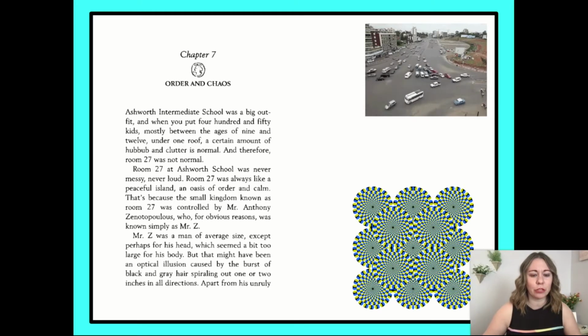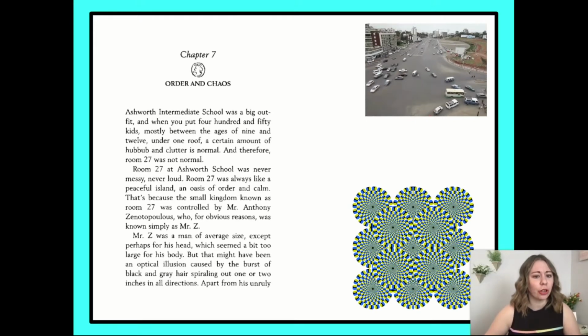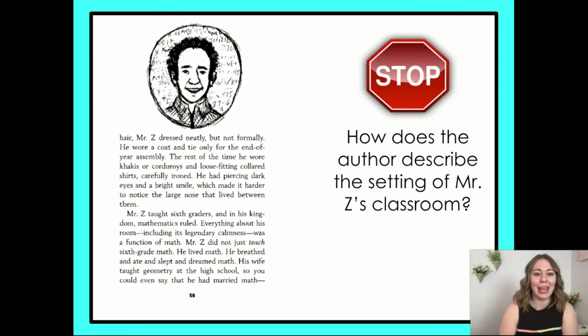That's because the small kingdom known as Room 27 was controlled by Mr. Anthony Xenopoulos, who, for obvious reasons, was known simply as Mr. Z. Mr. Z was a man of average size, except perhaps for his head, which seemed a bit too large for his body. But that might have been an optical illusion caused by the burst of black and gray hair spiraling out of 1 or 2 inches in all directions. Apart from his unruly hair, Mr. Z dressed neatly, but not formally. He wore a coat and tie only for the end of year assembly. The rest of the time he wore khakis or corduroys and loose-fitting collared shirts, carefully ironed. He had piercing dark eyes and a bright smile, which made it harder to notice the large nose that lived between them. Mr. Z taught 6th graders, and in his kingdom, mathematics ruled.